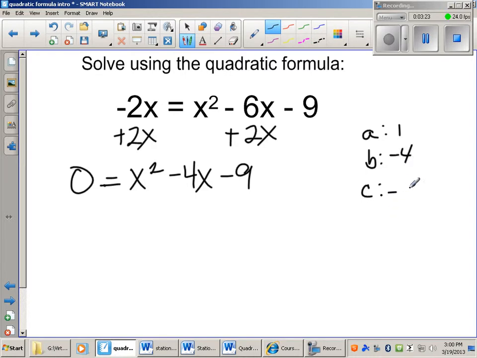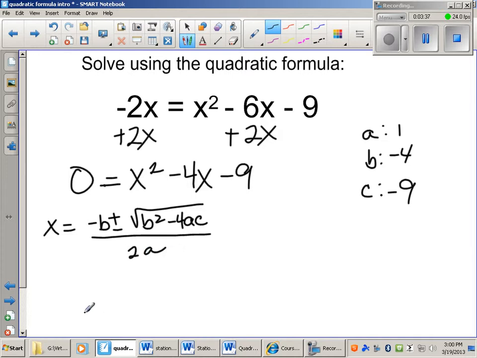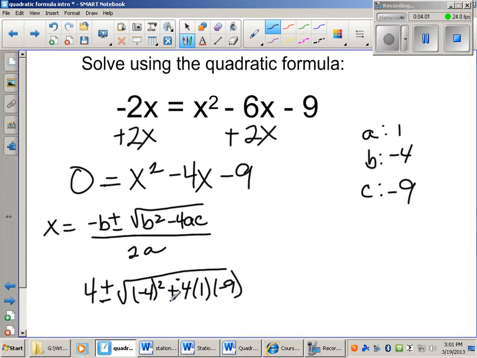So now I just have to plug and chug everything into the quadratic formula. So I'm going to write it down first. And now I'm ready to plug and chug. So I've got negative b. So the negative of negative 4 would be positive 4. So I have 4 plus or minus the square root of negative 4 squared minus 4 times 1 times negative 9. So I'm going to change this to plus and negative. And I'm going to put this over 2 times 1.